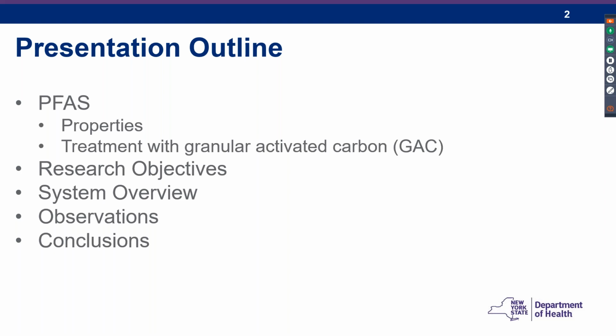We'll go into the research objectives for the reason why we did this study, and provide a system overview, very similar to Susan's presentation. I'm going to try to scrub any information that could identify the public water system. So I will go over an overview of the unit processes for the system, and then discuss the observations, some of the data that we had, and some conclusions.